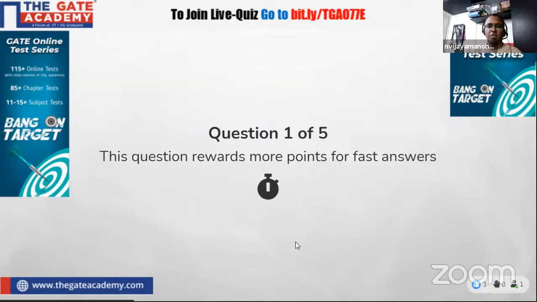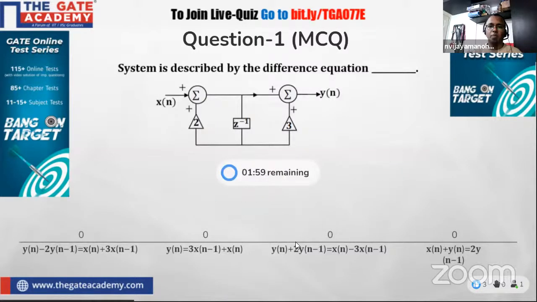So here comes the first question. The system is described by the difference equation. Basically, we have a system shown in the block diagram. So what is the difference equation that is describing the system is what the question is asking. Four options are given. What is the correct difference equation which describes the system is what is being asked.